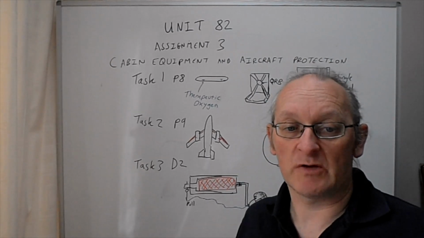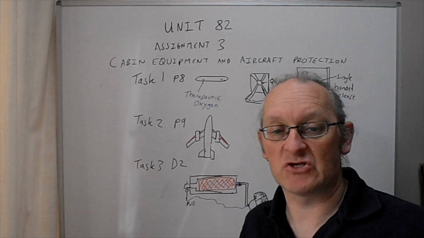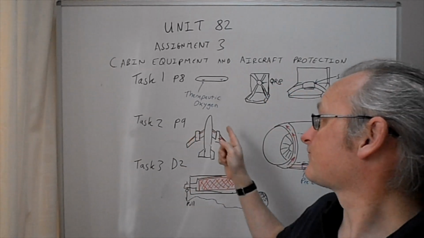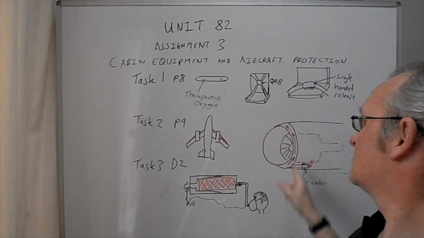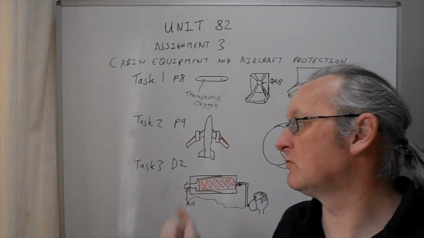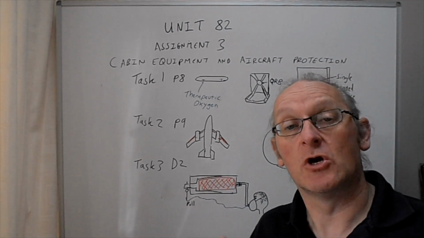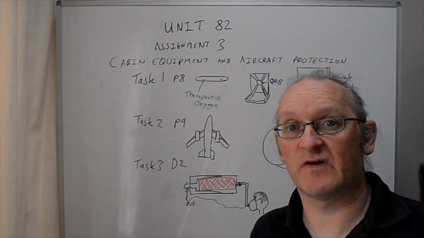Task 2B, describe in detail the operation of an aircraft's engine nacelle or wing leading edge anti-icing. Right, wing leading edge or engine nacelle anti-icing systems, you can do electrical, you can do thermal. Thermal is where it takes air from the engines. Electrical is electrical heater mats. Whichever one you want to do is fine, as long as you do that.